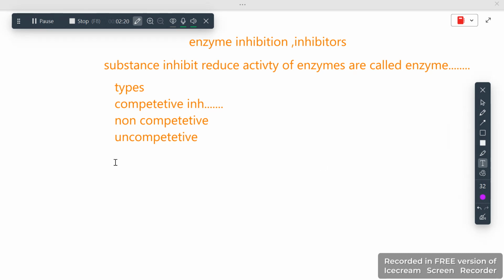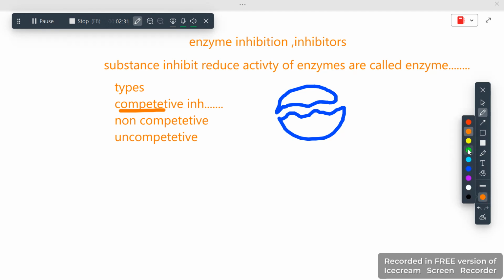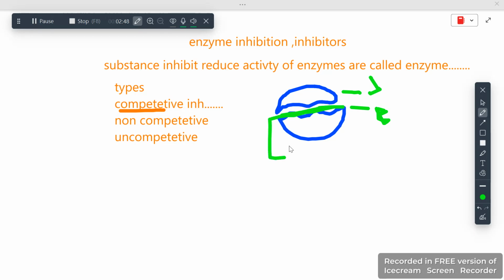So what are the competitive inhibitors? These competitive inhibitors are similar to the substrate. So if we have here, the upper part is known as substrate, and the downward part is enzyme, but the area where they get attached is known as the active site.